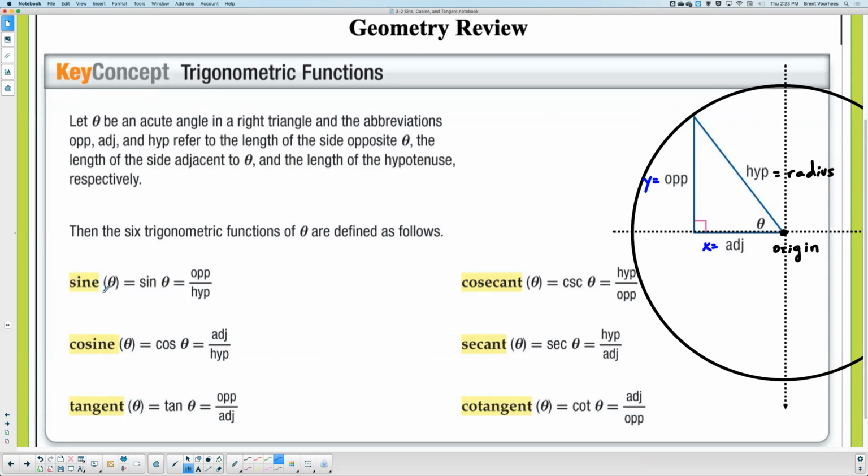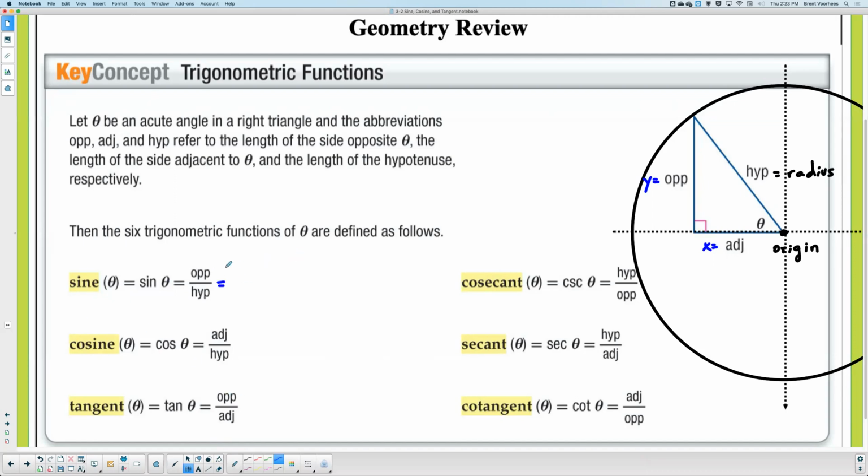If you're like, what's SOHCAHTOA? I don't remember my teacher telling me. It was that sine was opposite over hypotenuse. Cosine's adjacent over hypotenuse. Tangent is opposite over adjacent. TOA. SOHCAHTOA. That's what it was.